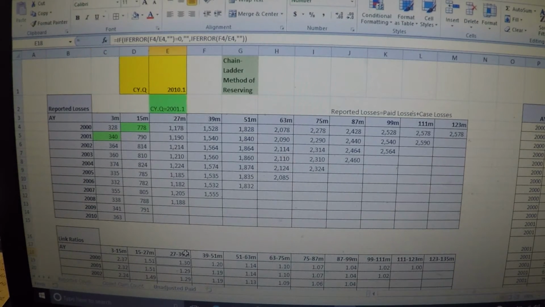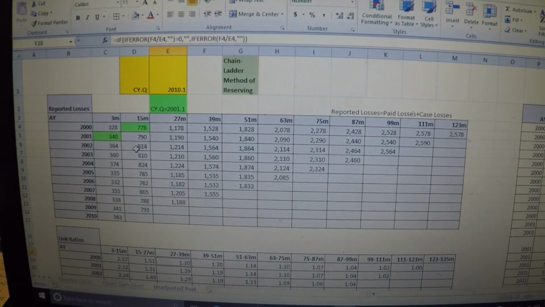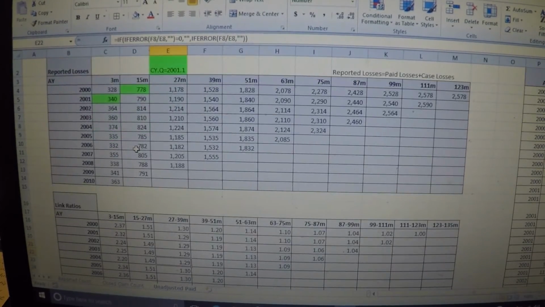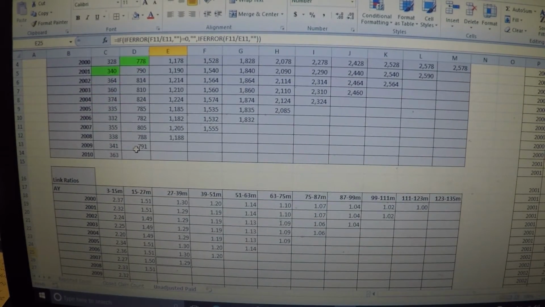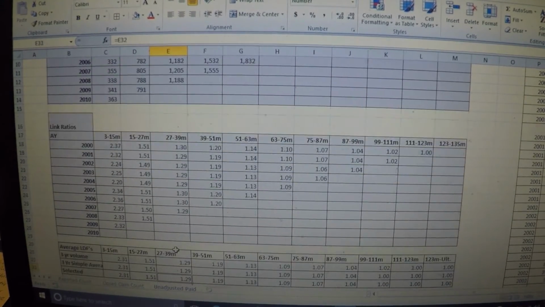So each of these numbers is representing, for instance right here, 1.3 is saying how reported losses developed from 27 months to 39 months for accident year 2010. All right, so hopefully that makes sense. So this is our developmental triangle here, our loss developmental triangle. And from this, we get averages.